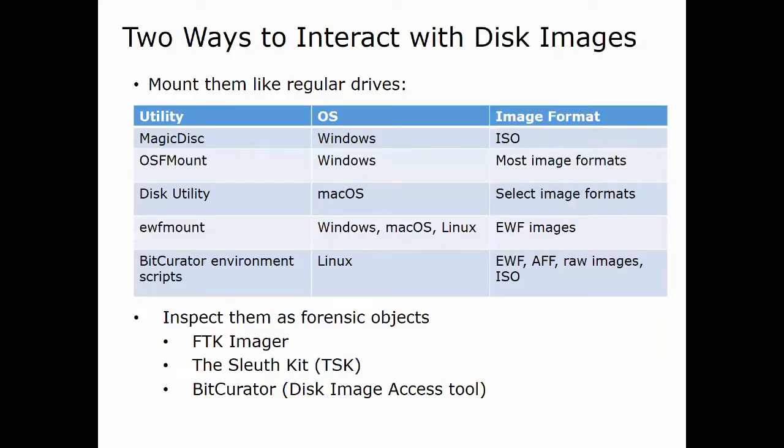So there are two ways to interact with disk images. One is by mounting them like regular drives. The support for doing this in the Windows environment has improved over the years. For example, Windows 8 was when support was introduced for just double clicking on an ISO disk image and being able to mount it. There are dedicated tools like OSFMount in a Windows environment that will allow you to mount a forensically packaged disk image. But the other side is to inspect them as forensic objects, where you use, for example, the Disk Image Access tool in the BitCurator environment, or FTK Imager that many of you have probably made use of before. You're poking down inside of the disk image rather than actually mounting it.